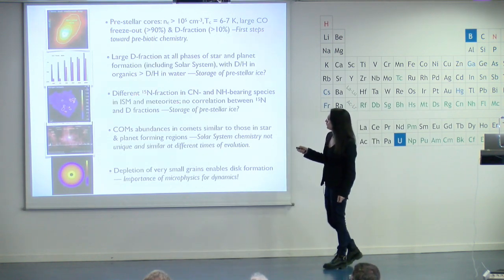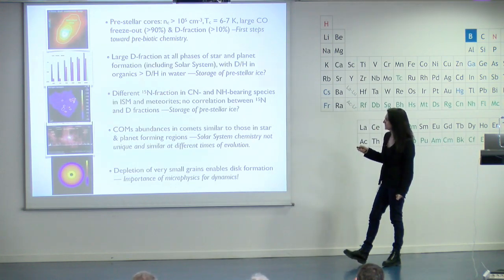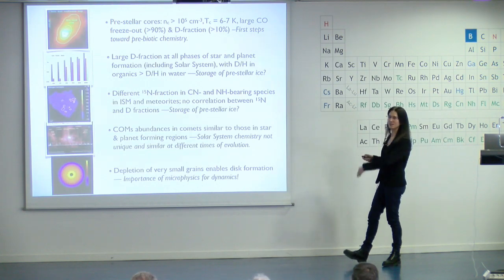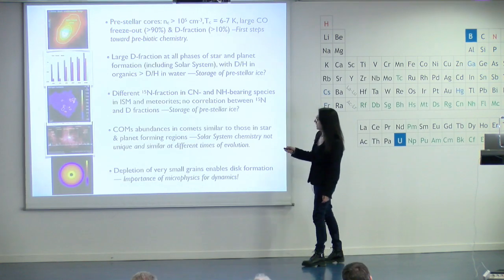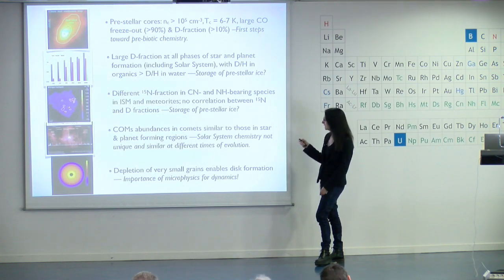The same is true for 15N, because in fact we see this 15N fraction that is higher in CN species than in NH-bearing species, and this is the same if you are in space or if you are in the solar system. We see exactly the same type of correlations, and also no correlation between 15N and deuterium fractions. I didn't spend much time on that, but it's exactly the same.